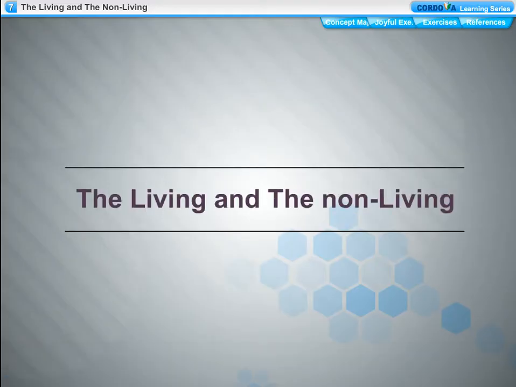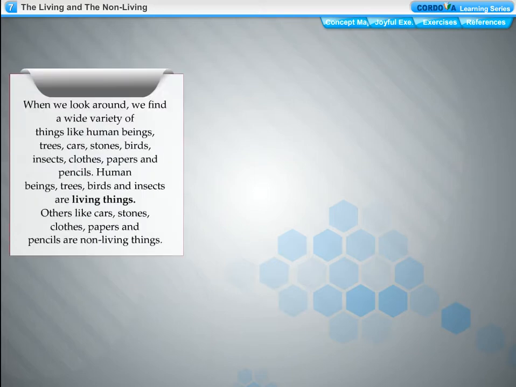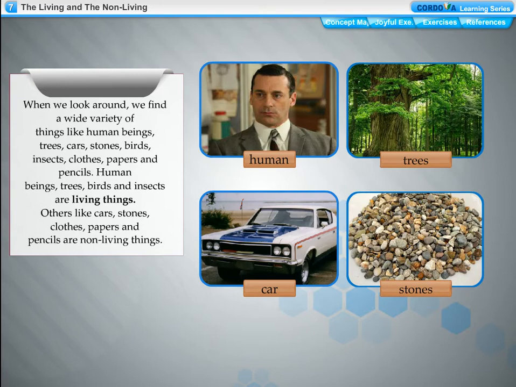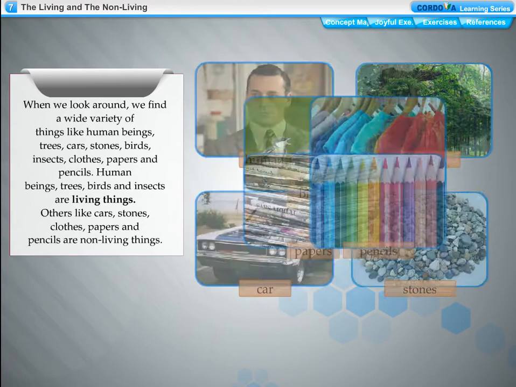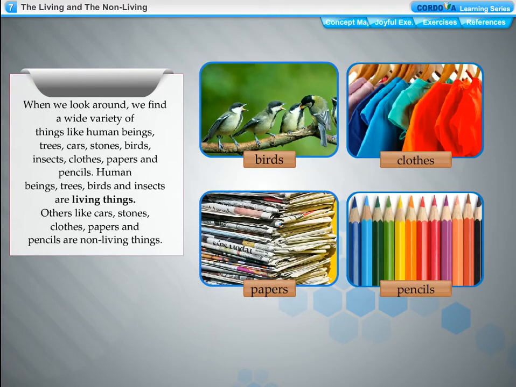Chapter 7: The Living and the Non-Living. When we look around, we find a wide variety of things like human beings, trees, cars, stones, birds, insects, clothes, papers, and pencils. Human beings, trees, birds, and insects are living things. Others like cars, stones, clothes, papers, and pencils are non-living things.